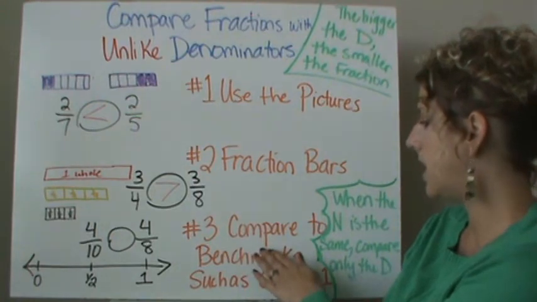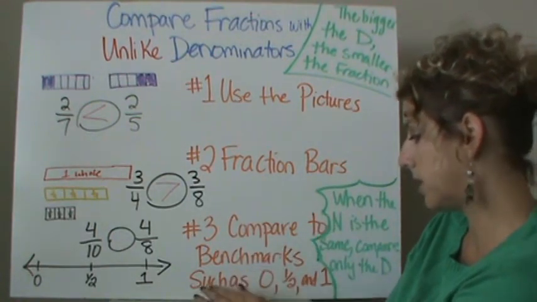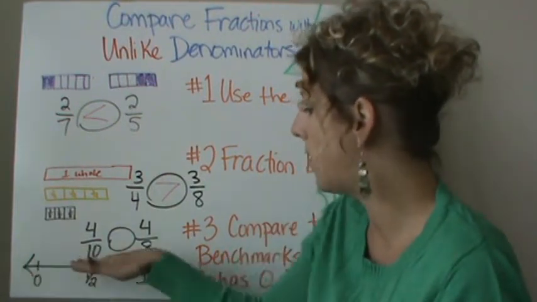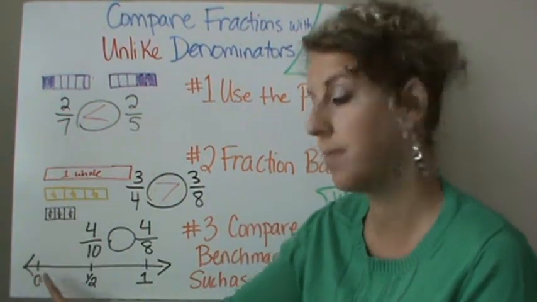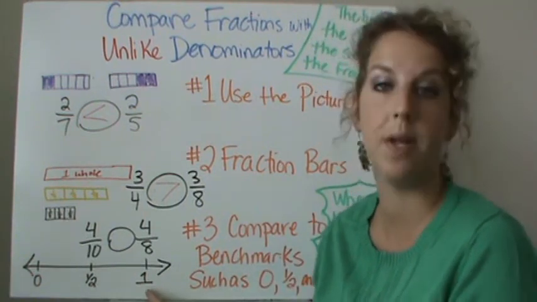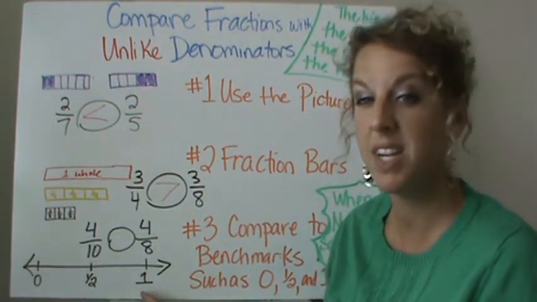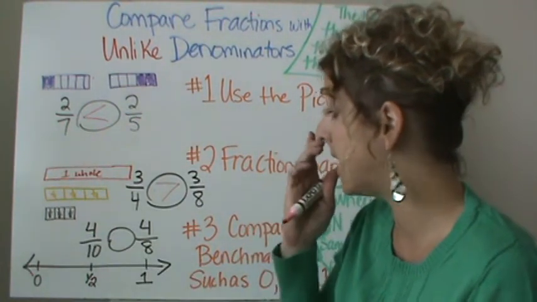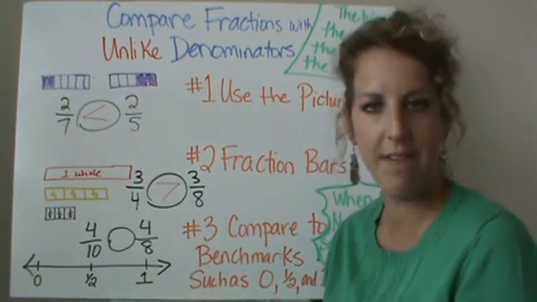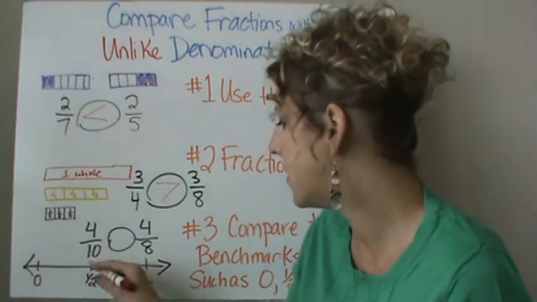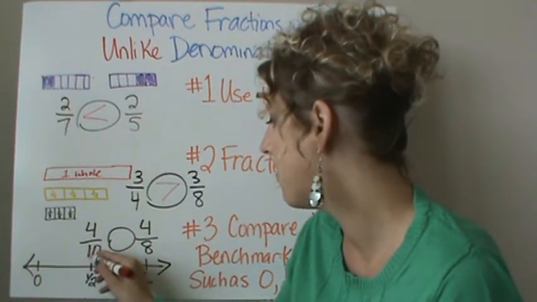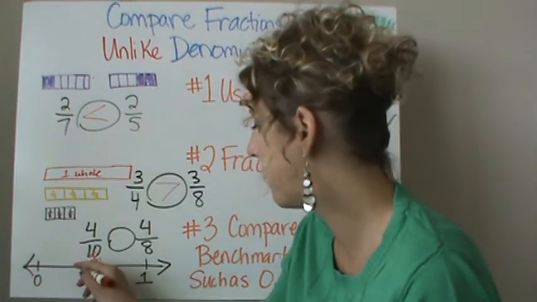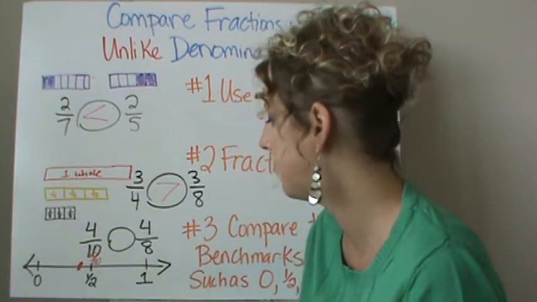The third strategy, you can compare it to benchmarks such as 0, half, and 1. So if you draw a number line, you put your 0 on the number line, your half mark, and your 1 mark. Now this is a little tricky, but it's really cool once you learn how to do it. So let's say we have 4/10. Okay, half of 10 is 5. So this half would be the same as 5/10. Okay, well we know 4/10 is before 5/10, so about here.